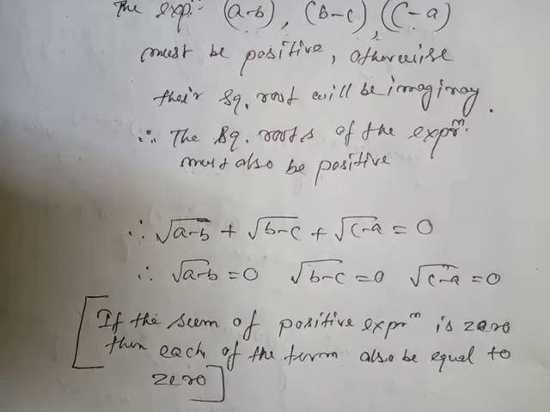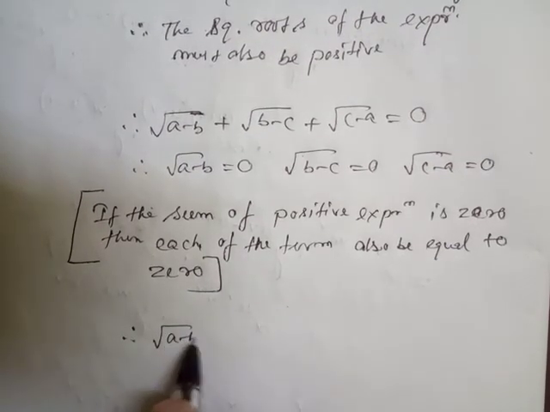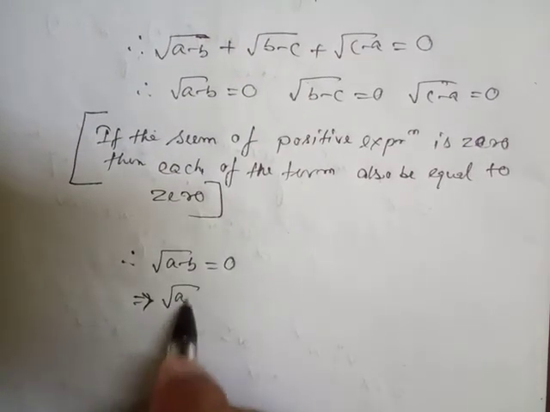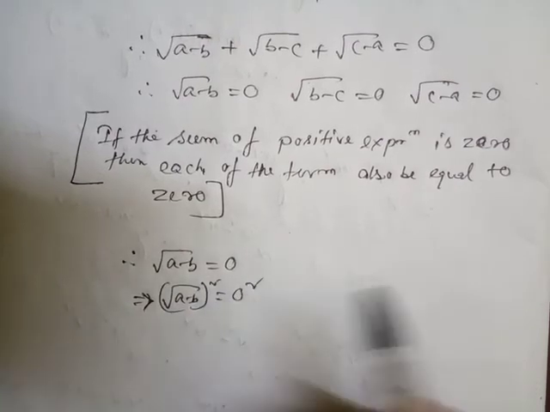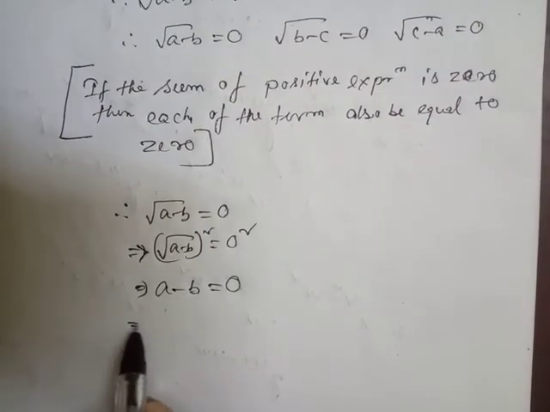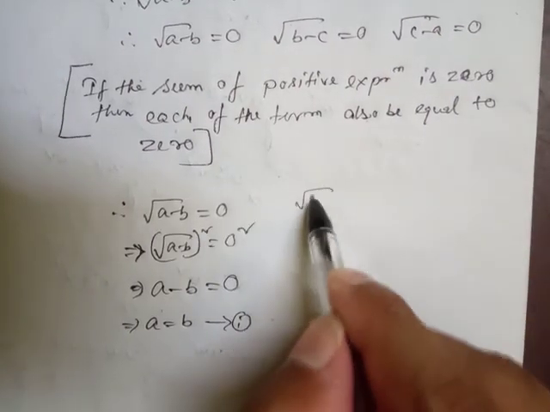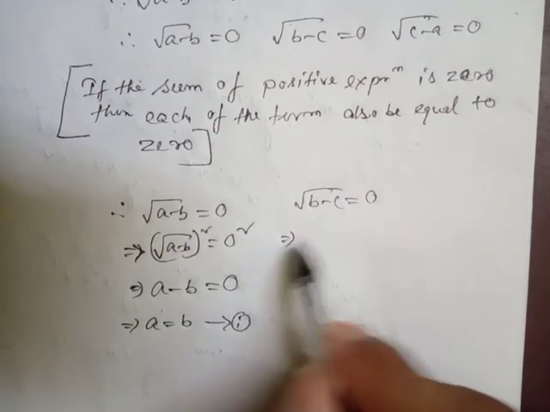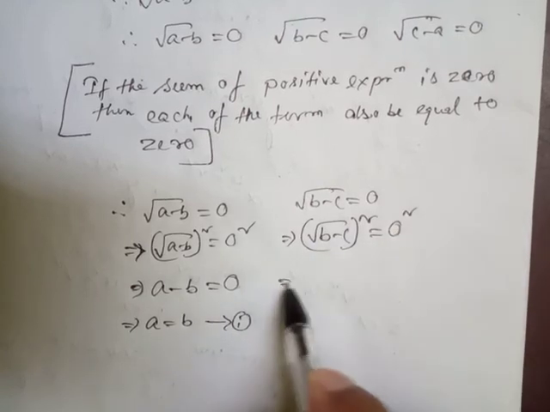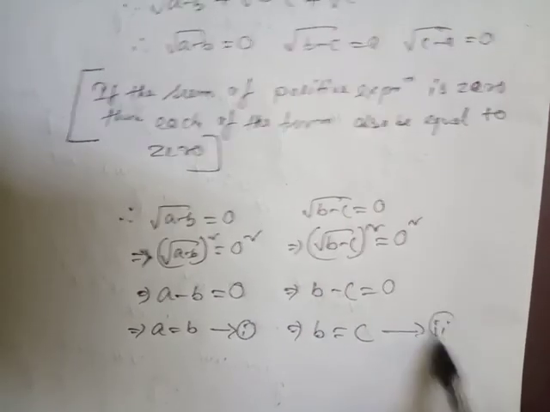Now look, after that student, therefore root over a minus b equal to 0. Now if I go for squaring both sides, then what will happen here? a minus b whole square equals 0 square. Square and root cancel, so a minus b equal to 0, since 0 square is 0 only. So a equal to b, our first equation. Now second one, root over b minus c equal to 0. Then squaring both sides, root over b minus c whole thing square equal to 0 square. Now b minus c equal to 0, then b equal to c, equation number 2.